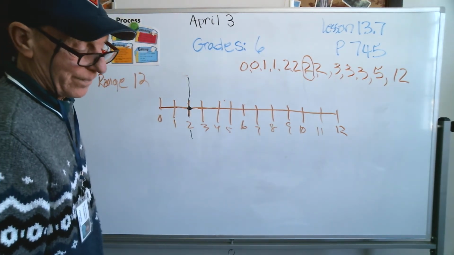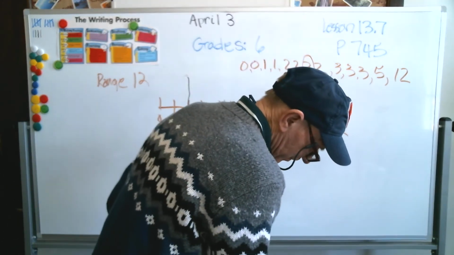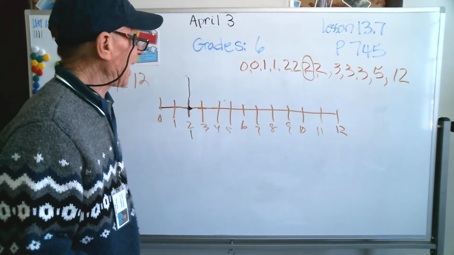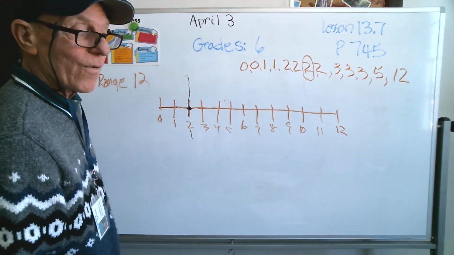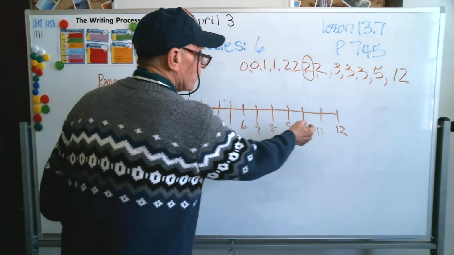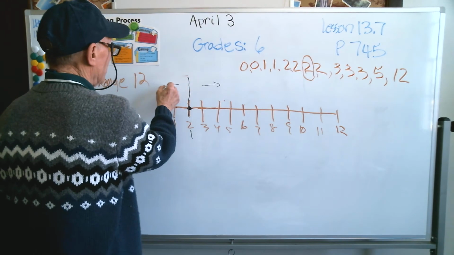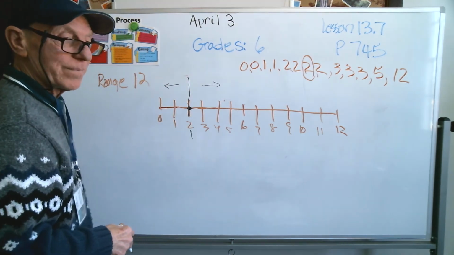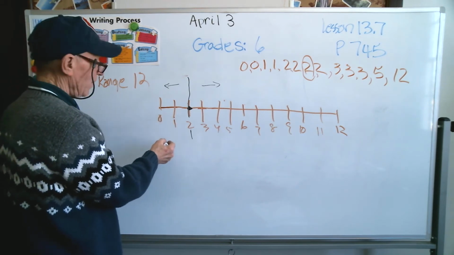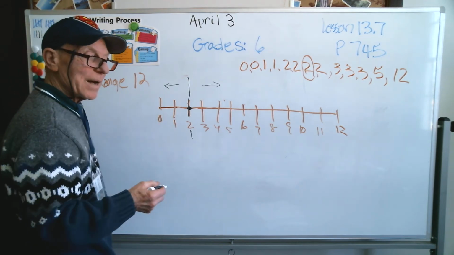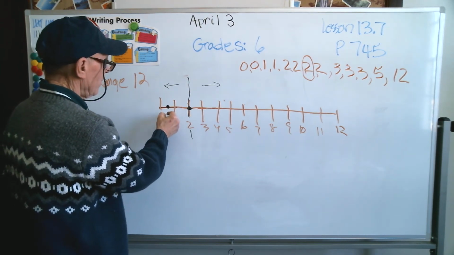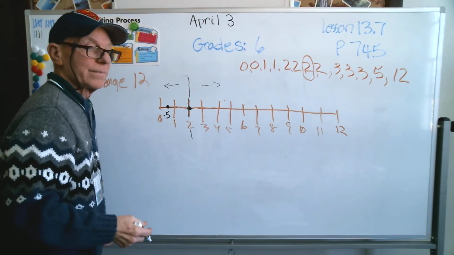Now, what do we got to do next? They want us to find the interquartile range. So now, in order to find the interquartile range, you look at the numbers left and right of the median. And here we've got 1 and 0. 1 and 0 divided by 2 is 0.5. It's half.